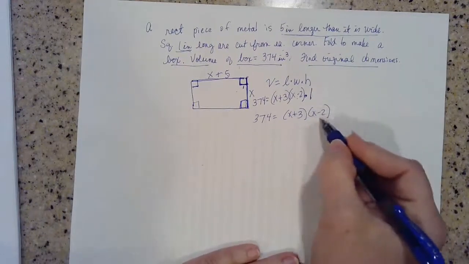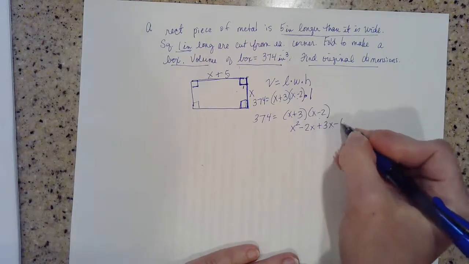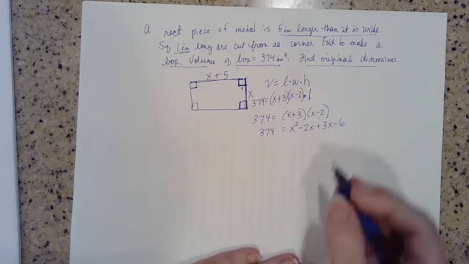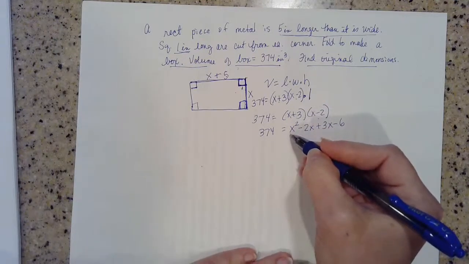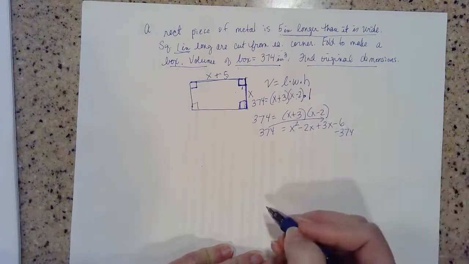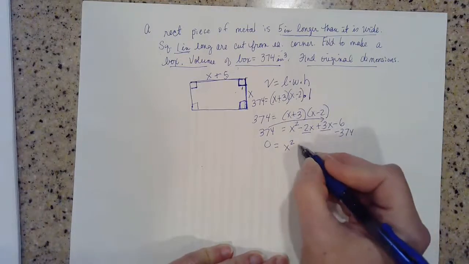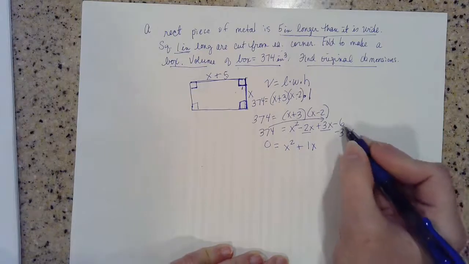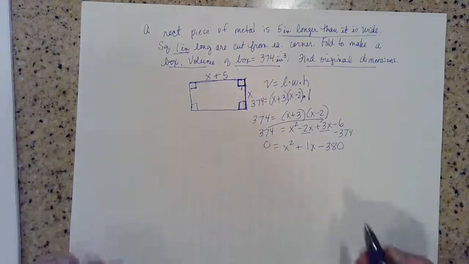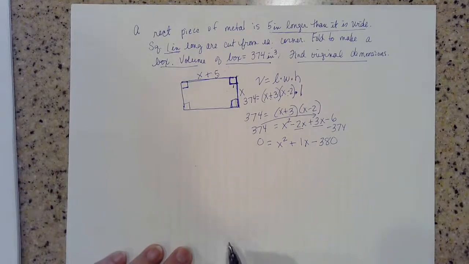We'll need to FOIL this. You get x squared minus 2x plus 3x minus 6 equals 374. This is now a quadratic equation, since we've got the x squared term, so get it all to one side in standard form. Bring the 374 over, making it minus 374, leaving a 0 on the left side. X squared minus 2x plus 3x becomes plus 1x, and negative 6 and negative 374 is negative 380. Now you can plug this into the quadratic formula, where a is 1, b is 1, and c is negative 380, if you like.